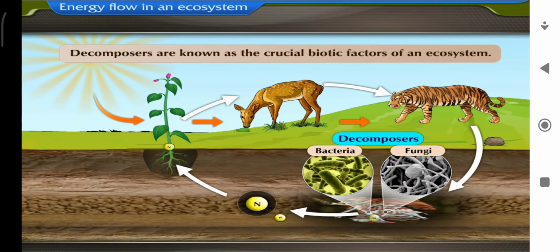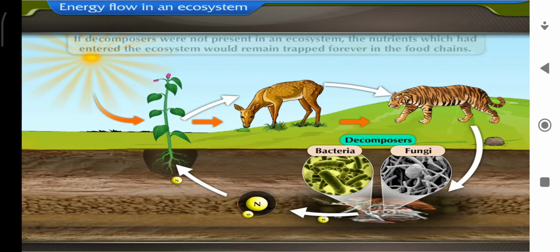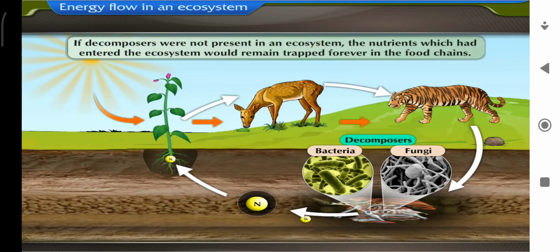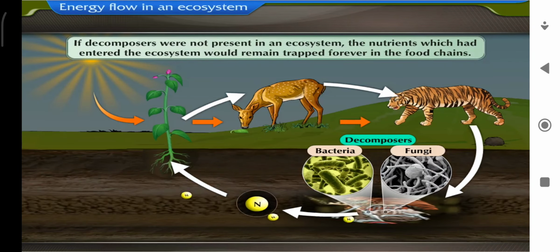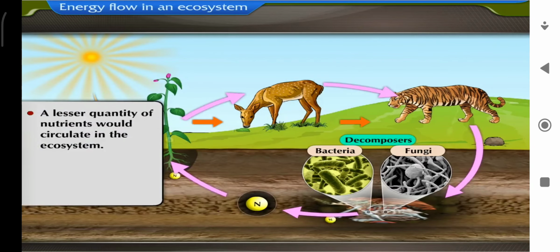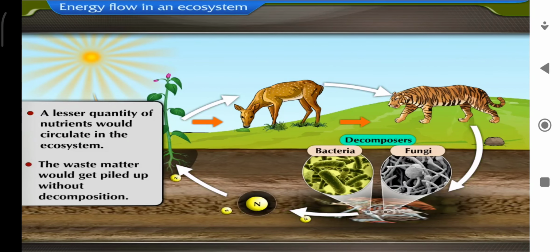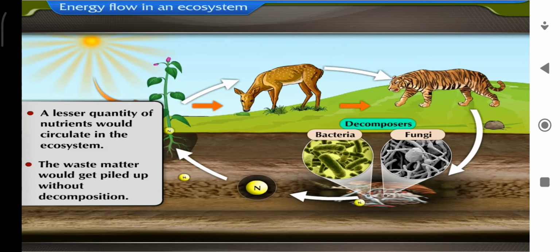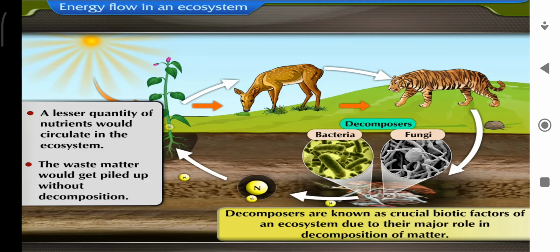Decomposers are known as the crucial biotic factors of an ecosystem. Do you know why? Well, if decomposers were not present in an ecosystem, the nutrients which had entered the ecosystem would remain trapped forever in the food chains. A lesser quantity of nutrients would circulate in the ecosystem. The waste matter would get piled up without decomposition. Due to their major role in decomposition of matter, decomposers are known as crucial biotic factors of an ecosystem.